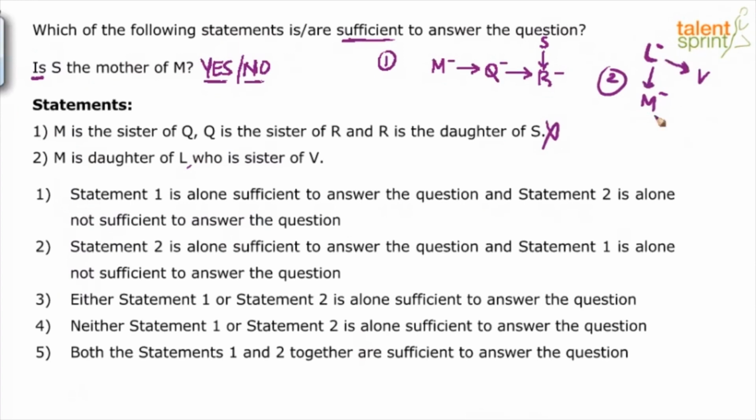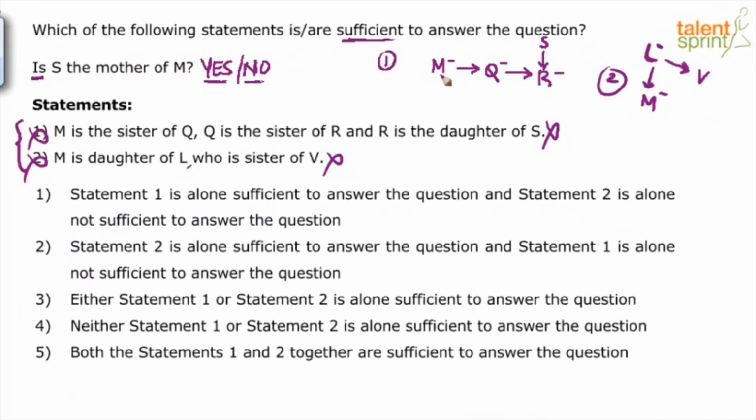We don't know. Statement 2 is insufficient. So even statement 2 alone is not sufficient. So 1 alone is not sufficient, 2 alone is not sufficient. And you very well know that when the statements independently fail to give the answer, we go for combination. Now try to combine the statements. If you combine the statements, what happens?